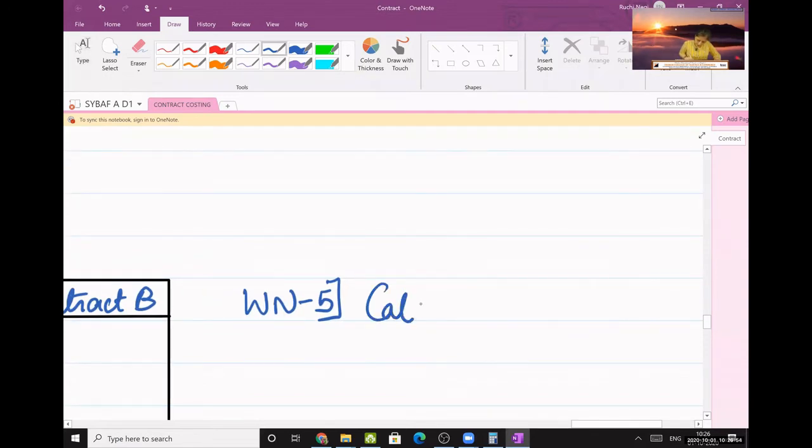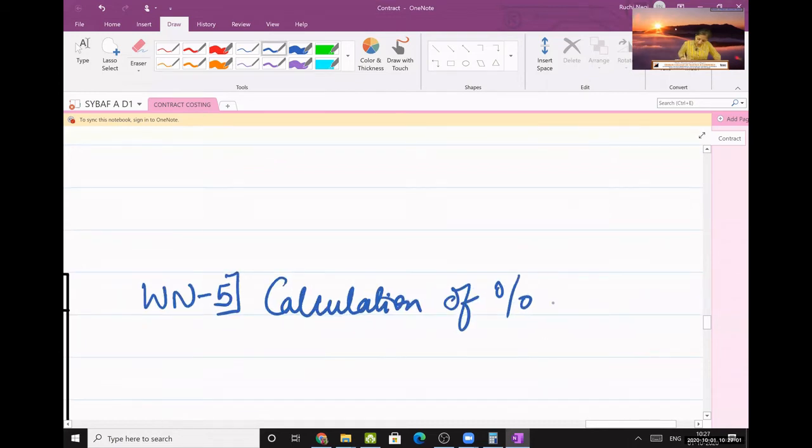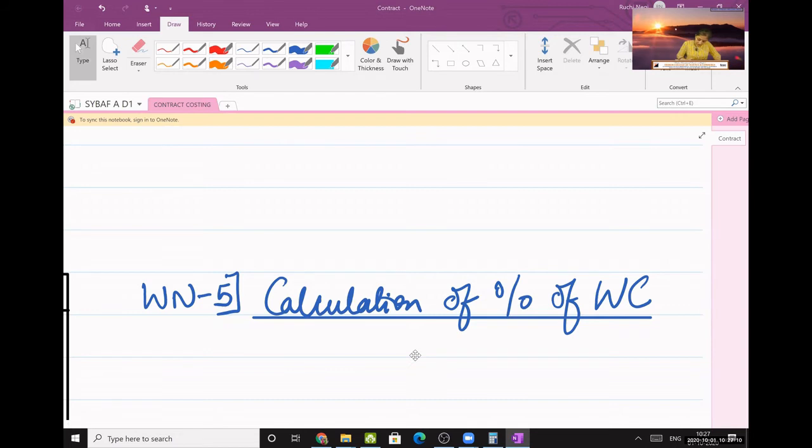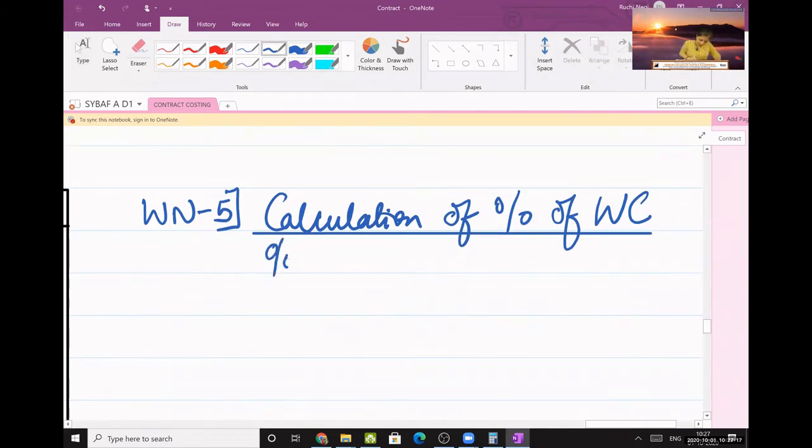So, calculation of percentage of work certified. Write down. Percentage of work certified is equal to work certified upon contract price into 100. All these shortcuts are allowed.